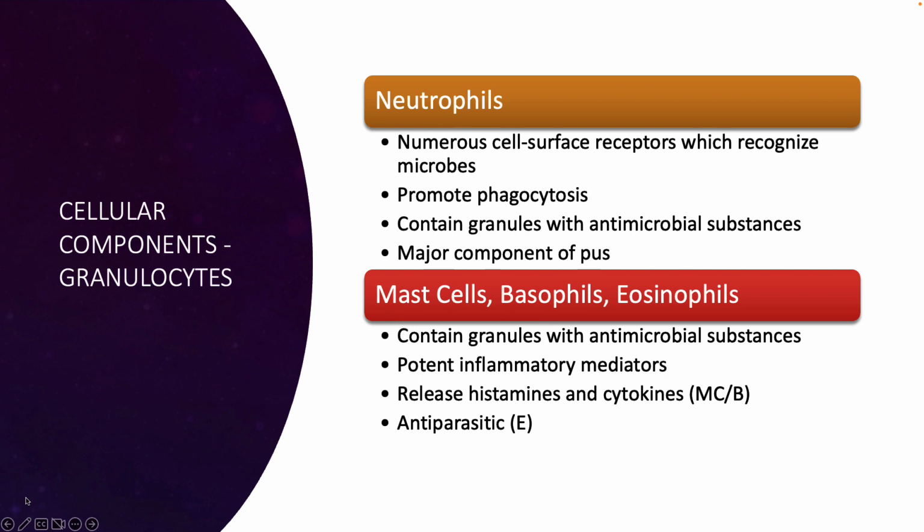Another group of granulocytes are the mast cells, basophils, and eosinophils. These are usually found at lower levels than something like a neutrophil. If you go back to the previous set of slides, you might remember the table where it showed how many of each cell are common in the body at any given time. But they are granulocytes because they do contain those granules with antimicrobial substances. They are potent inflammatory mediators. So these things really drive a generalized inflammatory response.